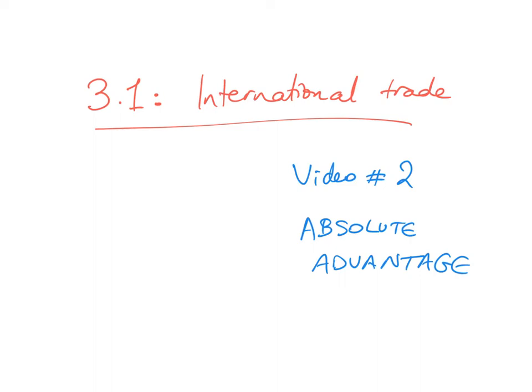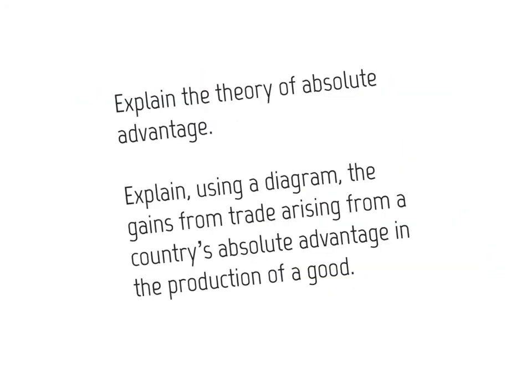This is the second video of Unit 3.1 of International Economics, where I'm going to be discussing and explaining the theory of absolute advantage. So the learning outcomes are: explain the theory of absolute advantage and explain using a diagram the gains from trade arising from a country's absolute advantage in the production of a good or service. So let's get started.